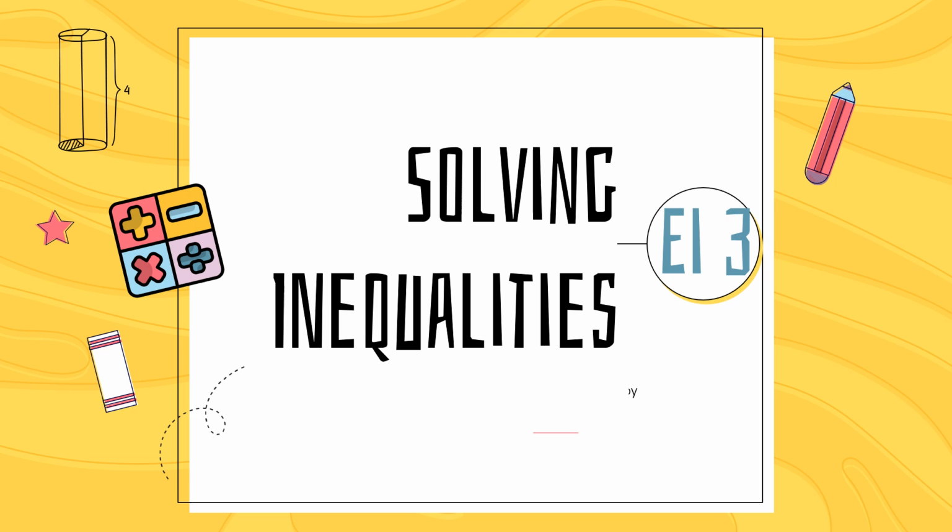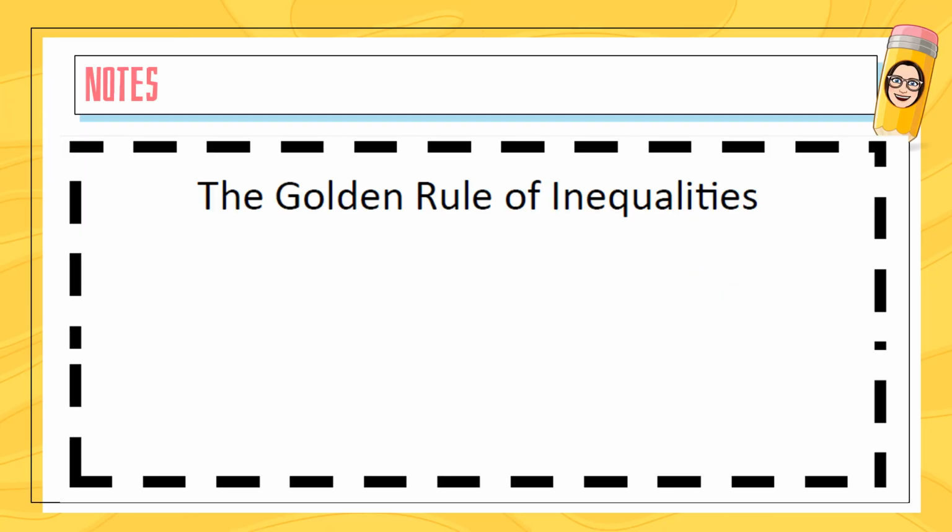This is part of our big review first unit. So you might be coming here from another video or using this if you were absent, or just using this to honestly review and truly understand our process. First, let's talk about the golden rule of inequalities. So you have some space to fill this in.